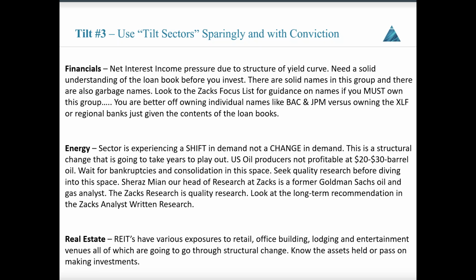Bank of America, JP Morgan, these are your best of breed. Owning the XLF or regional banks, I just don't recommend it because you just don't know the contents of those loan books. And you stand to make a lot more alpha going with a Bank of America, who's a much more traditional bank, with much more revenue derived from net interest income, and JP Morgan, than you are just saying, you know what, I'm going to go with the XLF, because there's a lot of garbage names in the XLF.